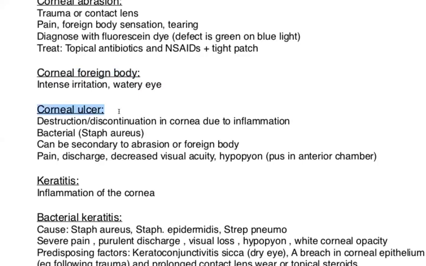In a corneal ulcer, this is destruction or discontinuation in the cornea due to inflammation, and it's usually bacterial due to Staph aureus, can be secondary to abrasion or foreign body or something like that. There's pain, discharge. Here there's decreased vision, and sometimes there can be pus in the anterior chamber. And if there's pus in the anterior chamber, we call it hypopyon.